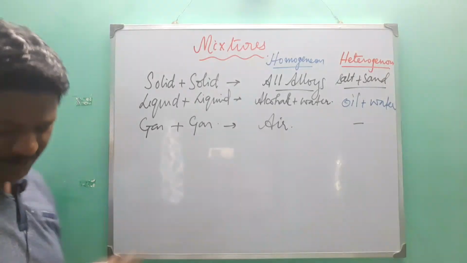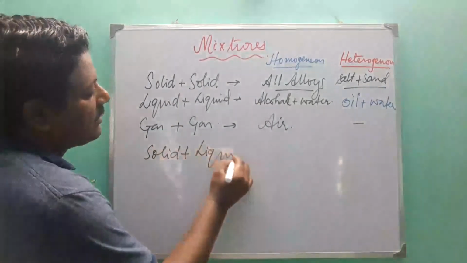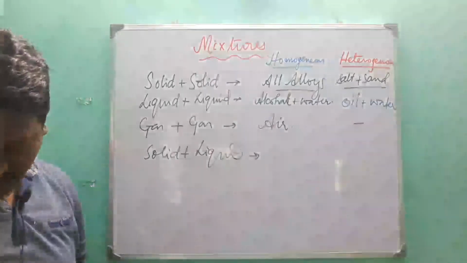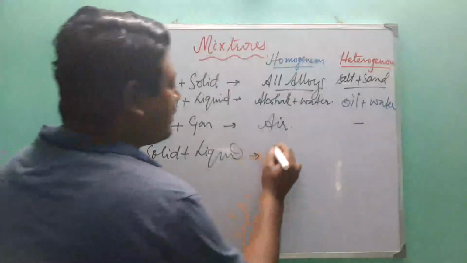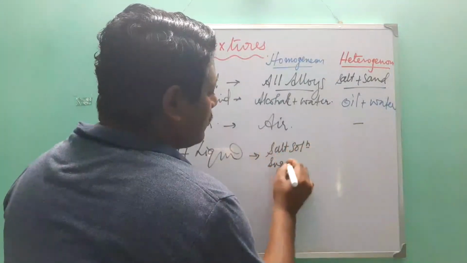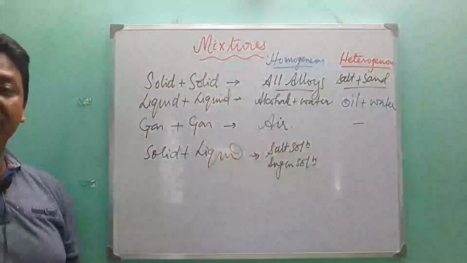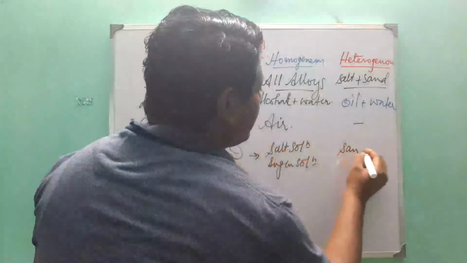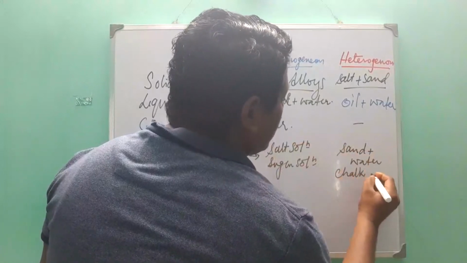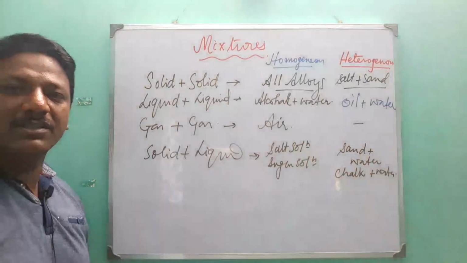Then we will see the solid plus liquid mixtures. For the homogeneous, we can say salt water or salt solution, sugar solution. And for heterogeneous, we can have sand plus water or chalk plus water. These are examples of heterogeneous.